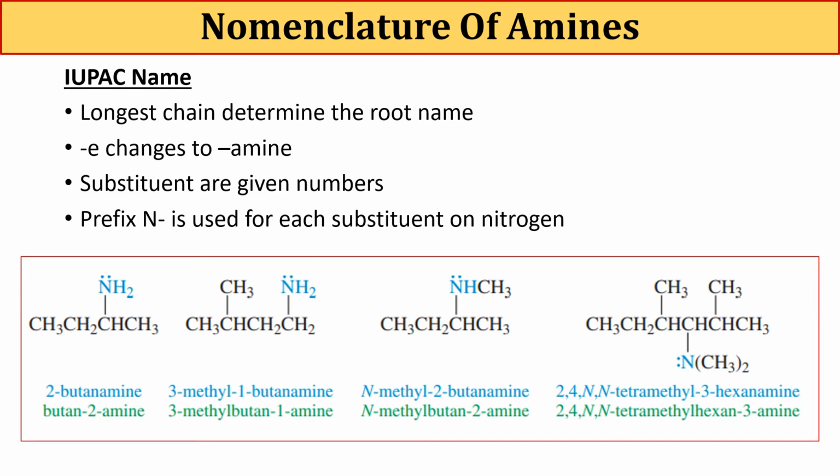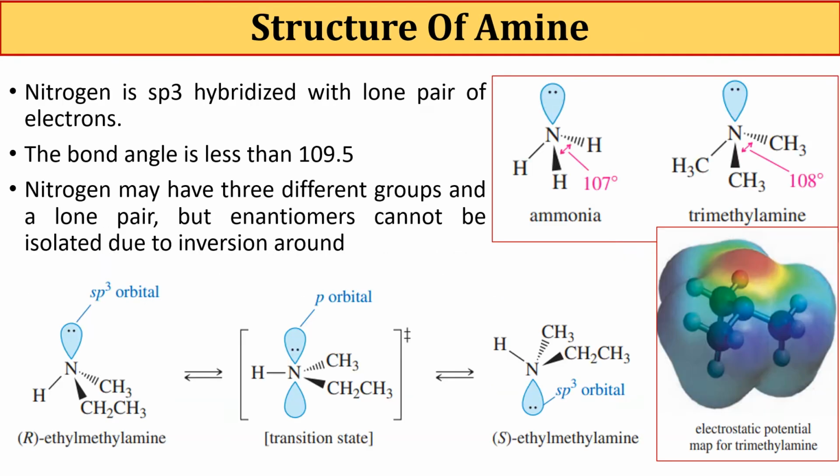Nomenclature of amines using IUPAC names. The IUPAC nomenclature for amines is similar to that for alcohols. The longest continuous chain of carbon atoms determines the root name. The e ending in the alkane name is changed to amine, and a number shows the position of the amino group along the chain. Other substituents on the carbon chain are given numbers, and the prefix N is used for each substituent on the nitrogen. Examples of amines include 2-butanamine, 3-methyl-1-butanamine, N-methyl-2-butanamine, and so on.